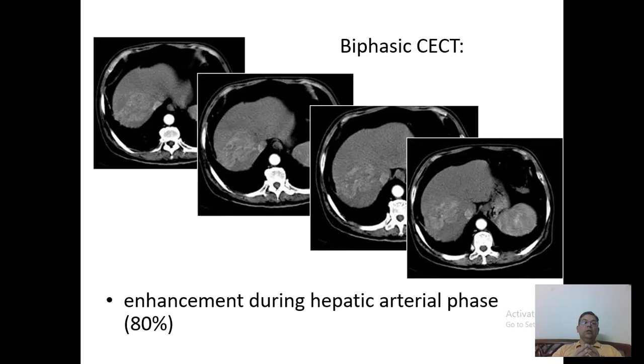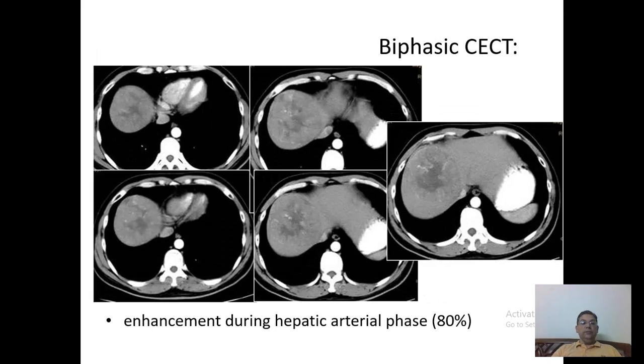You can see that this lesion has an enhancement during the hepatic arterial phase. This is the lesion, and this is the contrast present in this lesion during the hepatic arterial phase. As we already talked about, the hepatocellular carcinomas, the malignancies in the liver, have an arterial supply. Most of the times the arterial supply is the main blood supply of the hepatic malignancies.